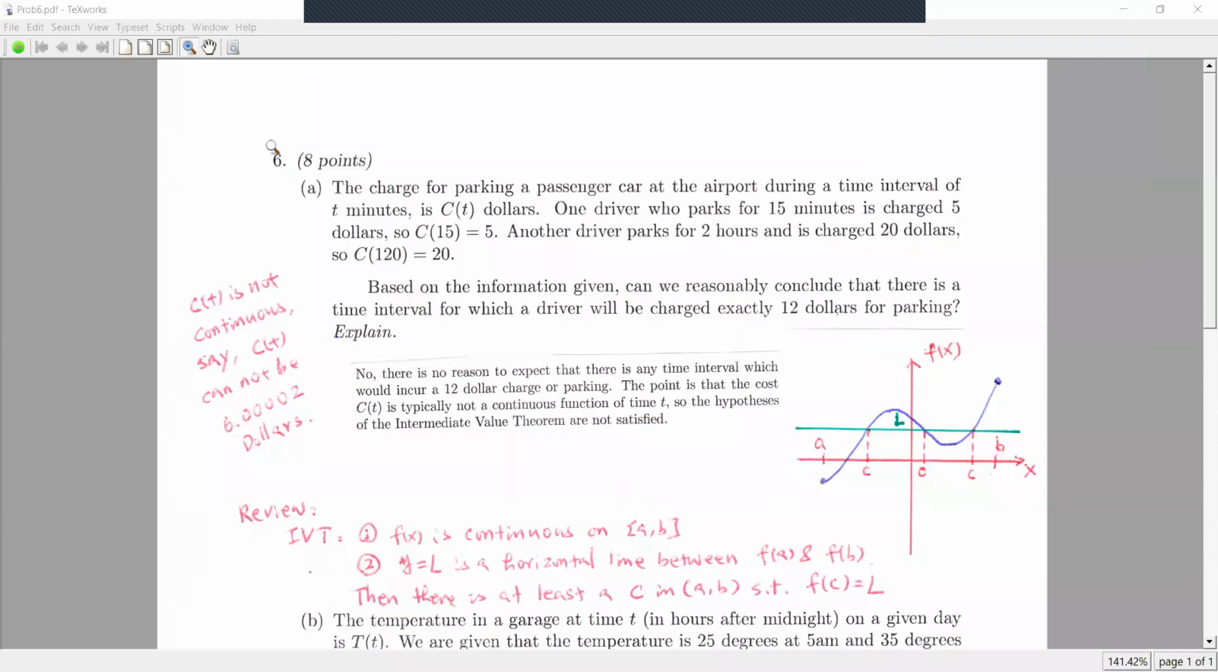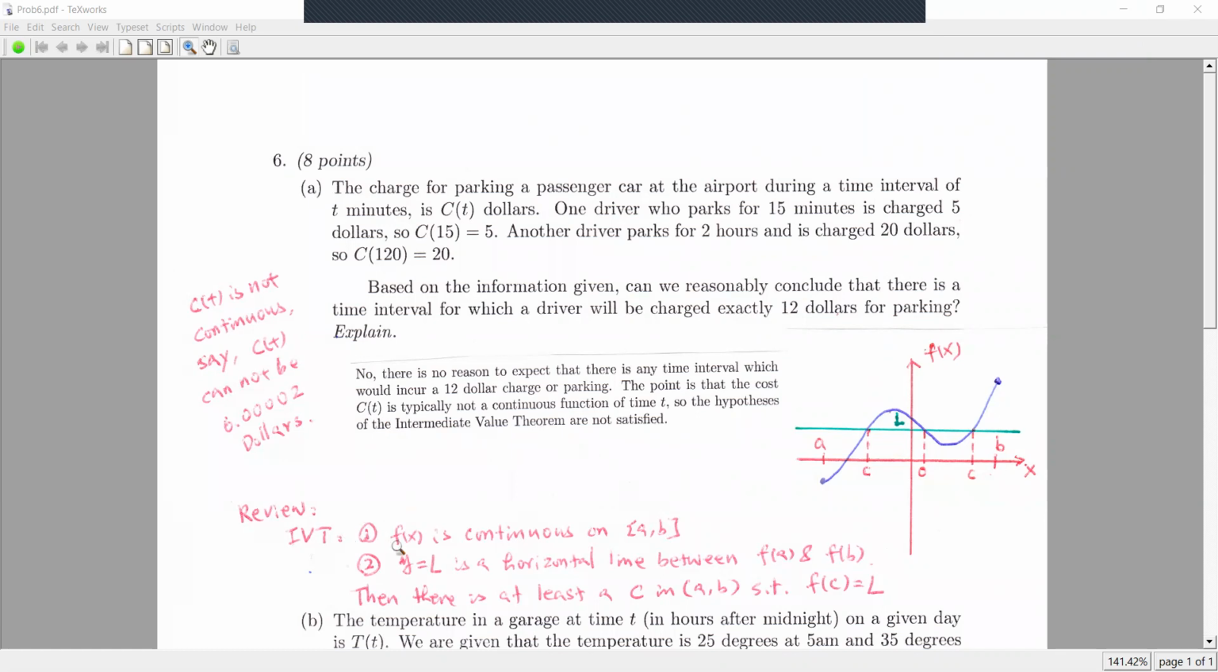Problem 6. This problem is about the intermediate value theorem. Intermediate value theorem is in section 2.6. Take a review about this theorem. The theorem has two hypotheses.